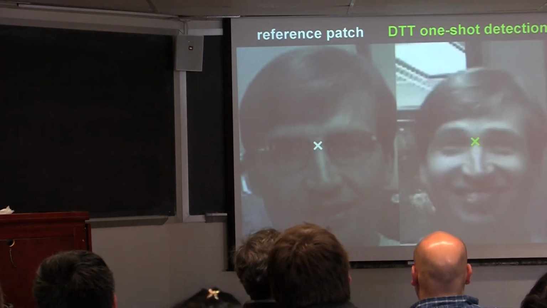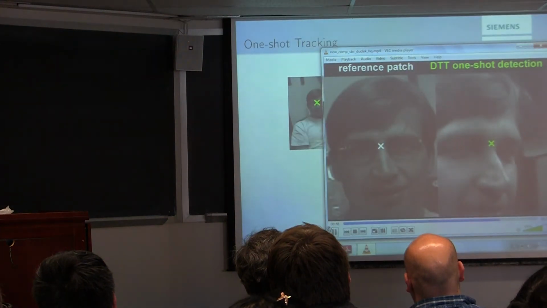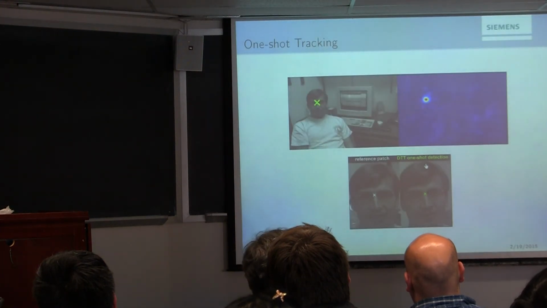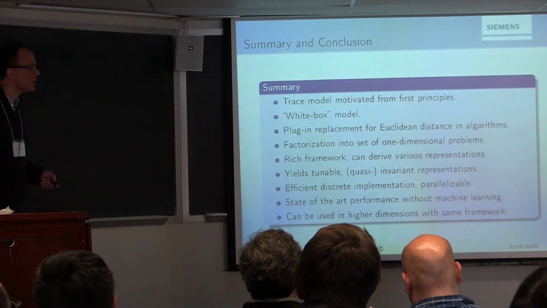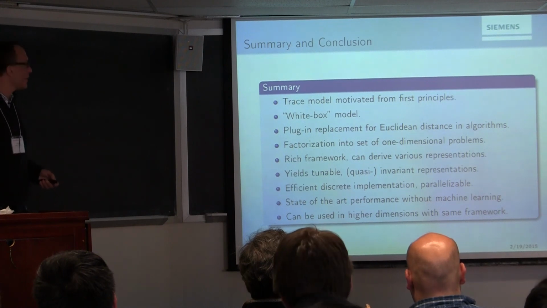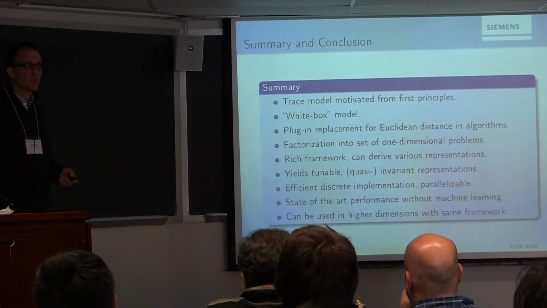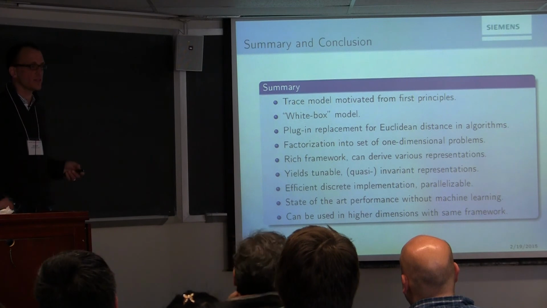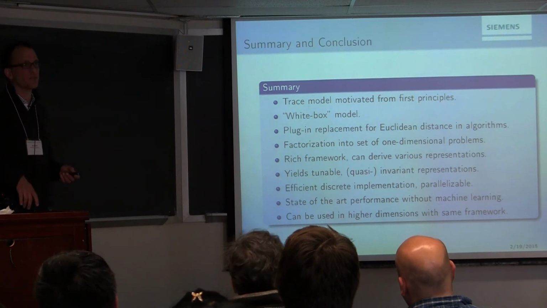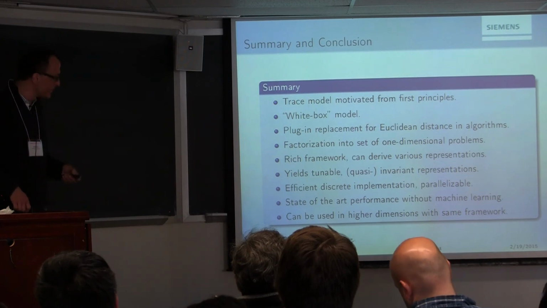Okay, so that brings me already to the conclusion. Just summarizing very briefly, the trace model is a construction scheme for invariant representations. And I've only shown one particular discrete instance. There are various other ways to discretize the same model, which will yield vastly different algorithms with different trade-offs.